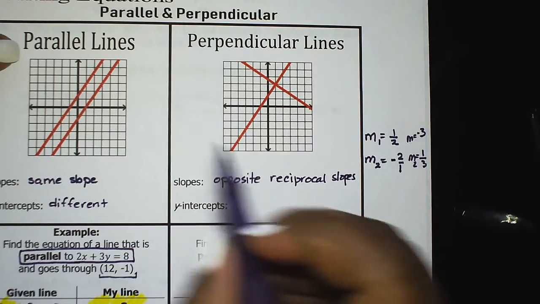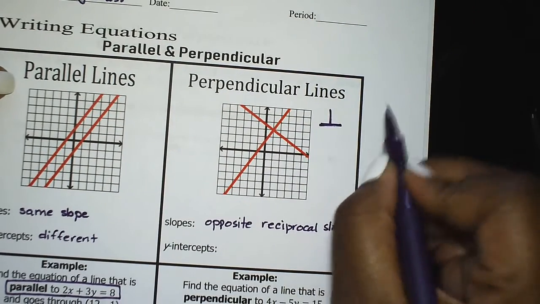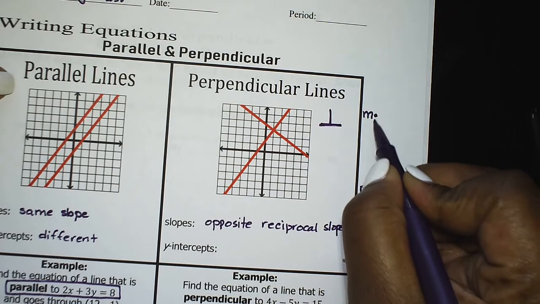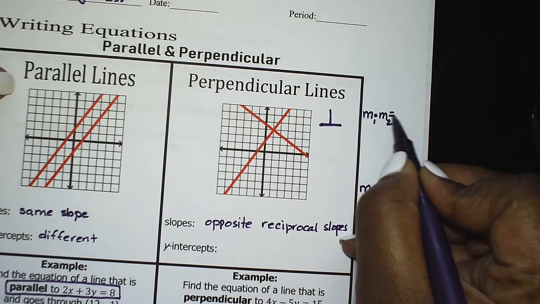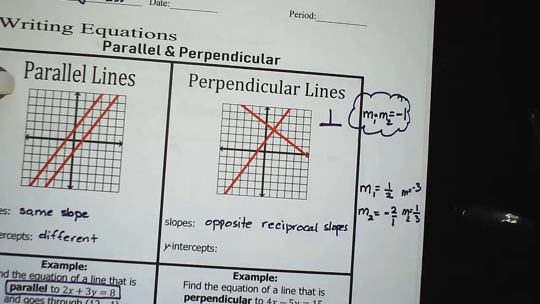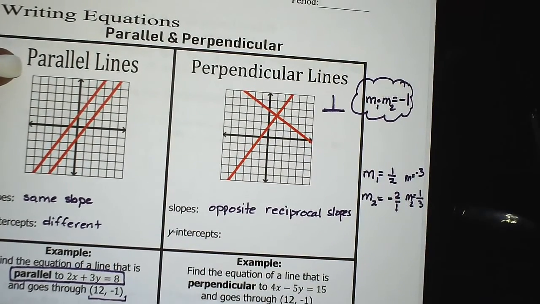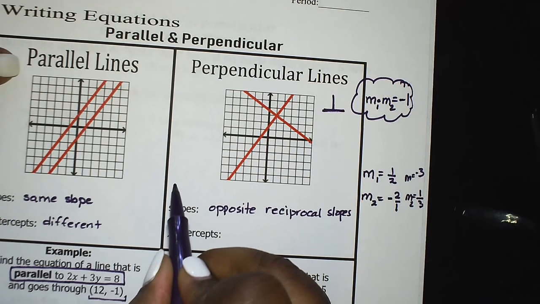Now, the two slopes in a perpendicular, this is a symbol for perpendicular, when you multiply the slopes, m1 times m2, you get -1. That's another characteristic of perpendicular lines. Their slopes multiplied equal -1. So I'm going to write that here.